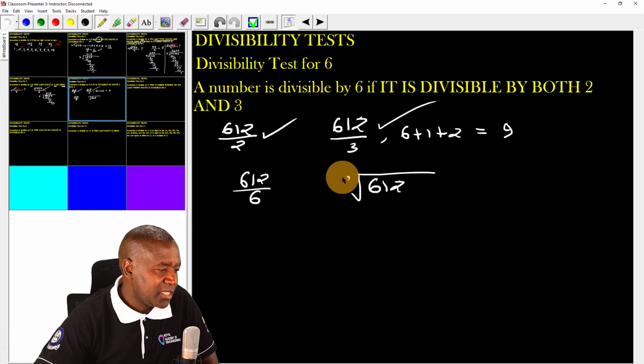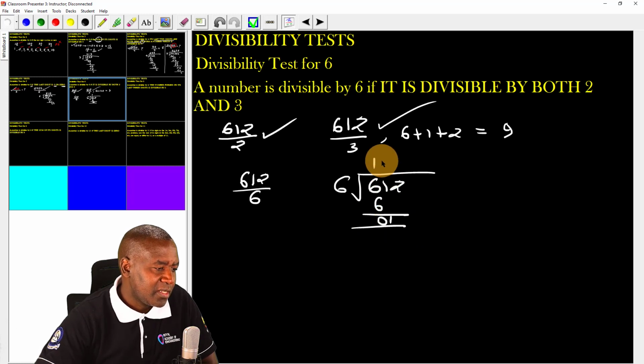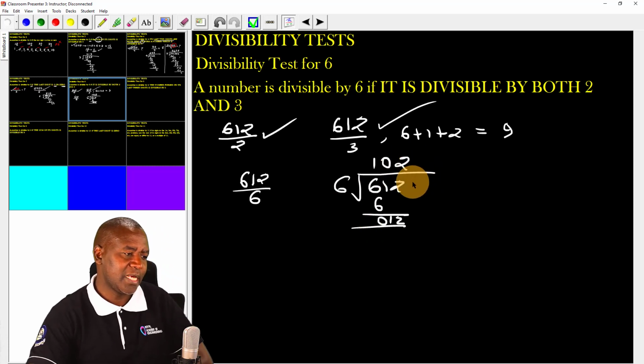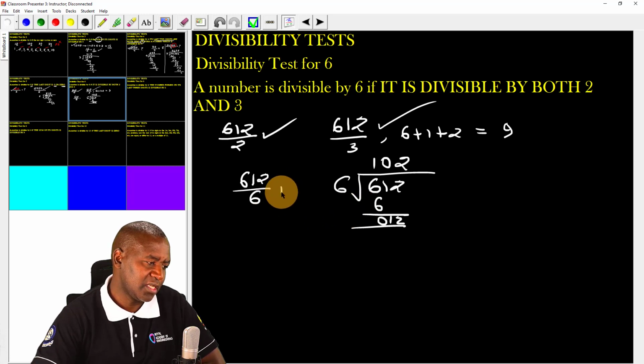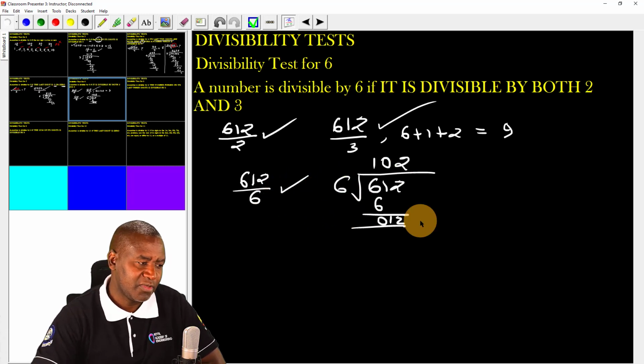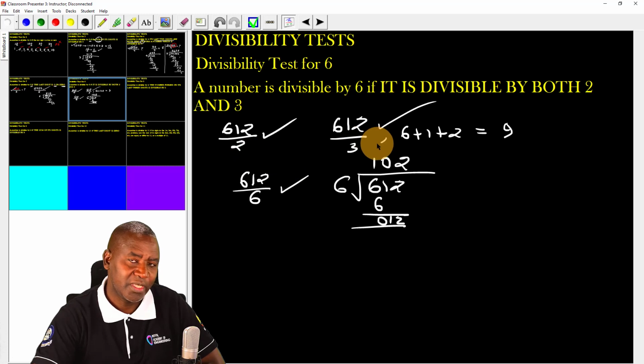We divide by 6. 6 goes into 6 once. Subtract there, I get 0. I drop 1, I get 0. I drop 2, I get 2. So 102 is the answer over here. So it is indeed divisible by 6. This one is a proof for this one here.